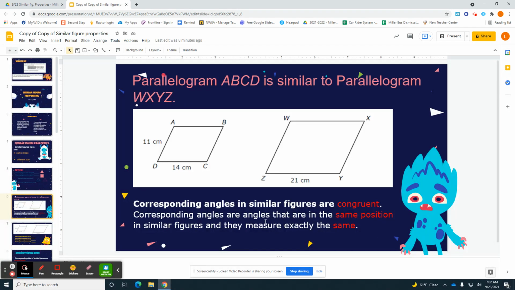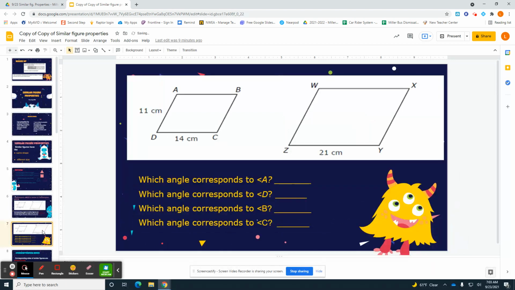Corresponding angles are angles that are in the same position in similar figures and they measure exactly the same. So in similar figures, your angles are congruent. They're in the same position, so they measure exactly the same. So if this is not a 90-degree angle, this is less than 90 degrees, let's say it's an 80-degree angle, then this here would also be an 80-degree angle. I'm just putting a number out there. I'm not saying that that's a 90-degree angle. All right, moving on to our next slide.